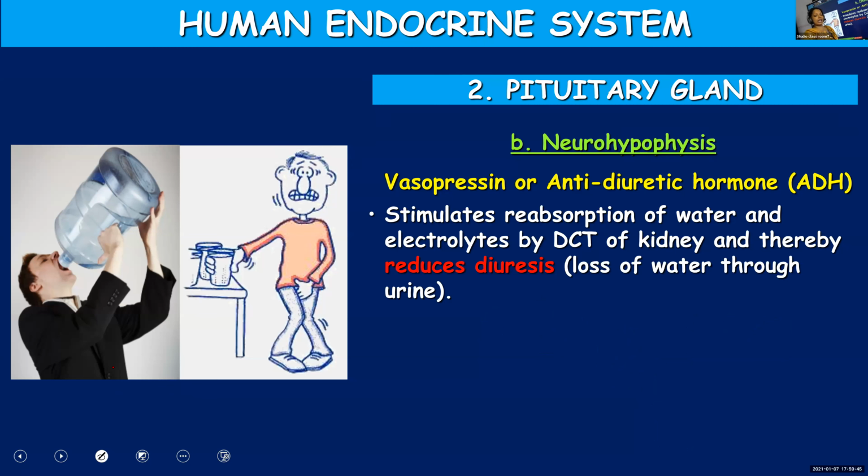So you call it as antidiuretic hormone. Vasopressin is antidiuretic hormone, which will help in the reabsorption of water and electrolytes, different salts and water by the distal convoluted tubule of the kidney. Not to worry, what is this distal convoluted tubule? It's a part of the nephron which is highly coiled. Distal and proximal convoluted tubule is there. You will be learning its structure in our next chapter, and this will help in reducing diuresis.